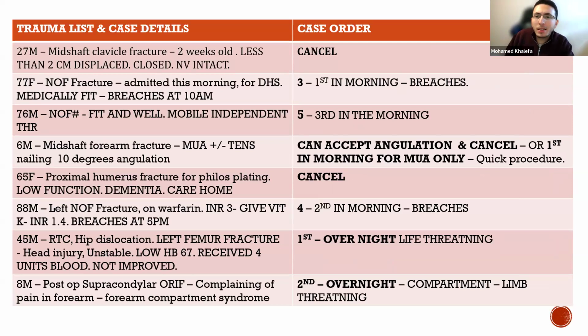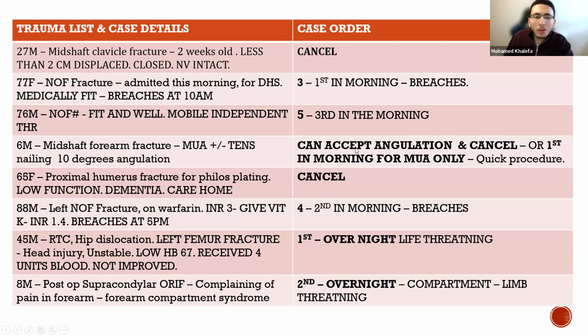Yeah, so the clavicle can be cancelled, obviously. And then overnight cases, and the mid-arm, forearm shaft fractures, you can accept, or you can do it first thing in the morning, quick MUA only. Probably you don't need TENS for a 6-year-old male, 10 degrees. You can just put a plaster. So this can be done anytime, but you can do it quick in the morning, okay?